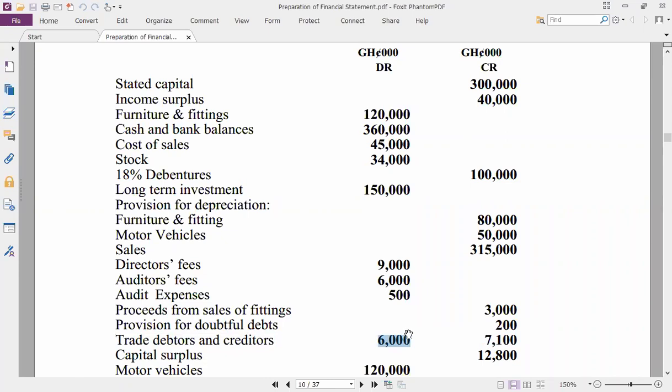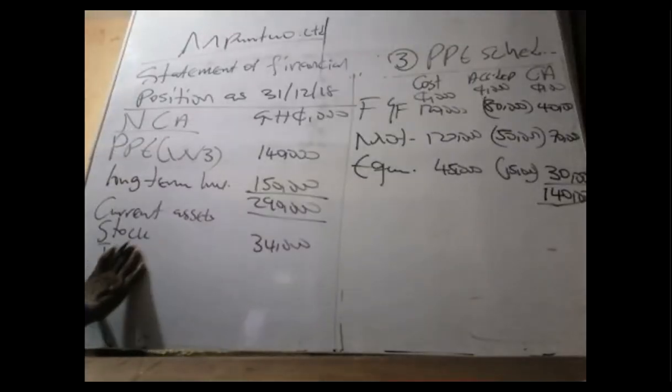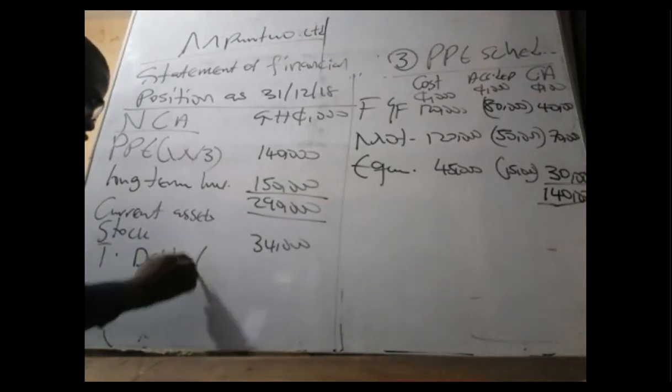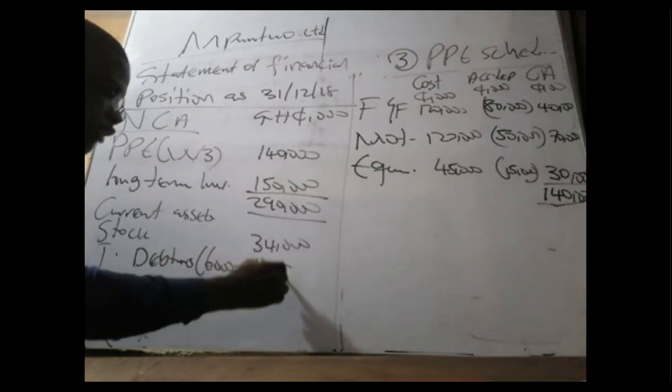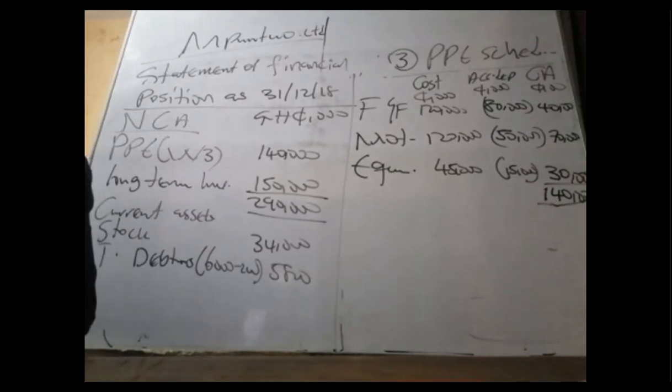Check if there's any provision for bad debt. There's a provision for bad and doubtful debts, 200. Kindly deduct the provision from the trade debtors to get the net receivable. So the 6,000 less the 200 gives us 5,800. That's the first thing we have to do.